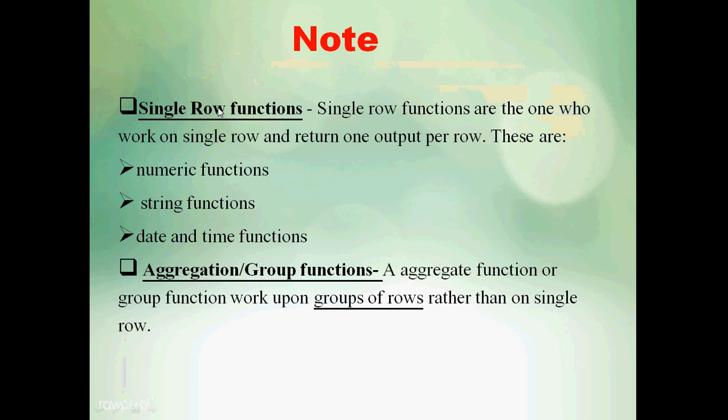Now in this we know that there are single row functions and aggregate or group functions. Here the numeric functions, string functions, date and time functions, you can say that they are single row functions. They do not affect the entire group of elements. Aggregate functions apply on a group of rows. So now you know what single row functions and aggregate functions are. We have 5 main aggregate functions: sum, average, min, max and count.